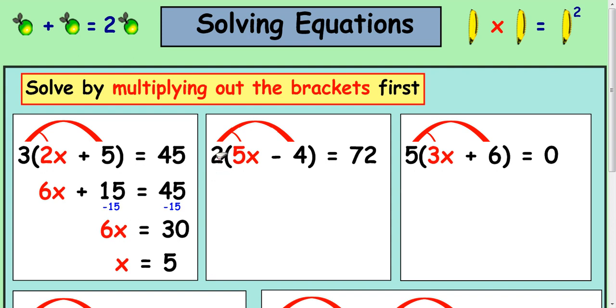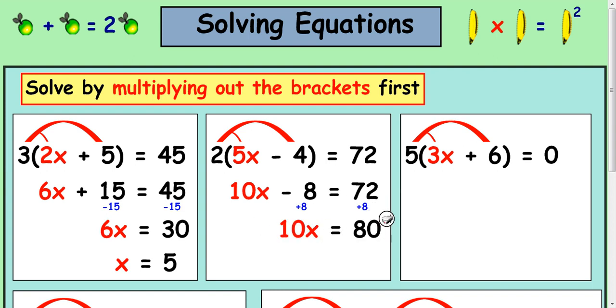Okay, in the next example, multiply the bracket first, so times by 2. 2 times 5x is equal to 10x. And 2 times minus 4 is negative 8, so take away 8, and that equals 72. Okay, I want to do the opposite of take away 8, which is add 8 to both sides here. And I'm going to get 10x is equal to 80. And finally divide through by 10, so x equals 8.